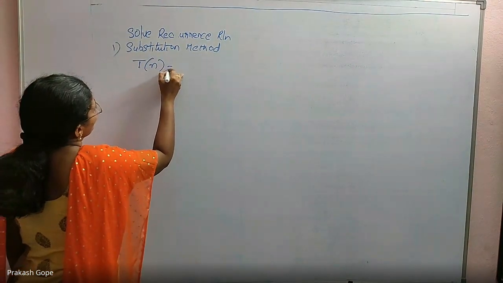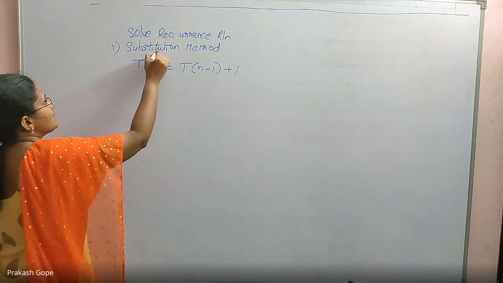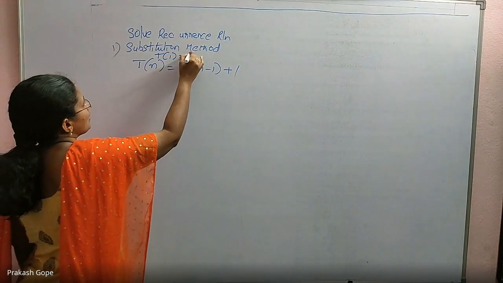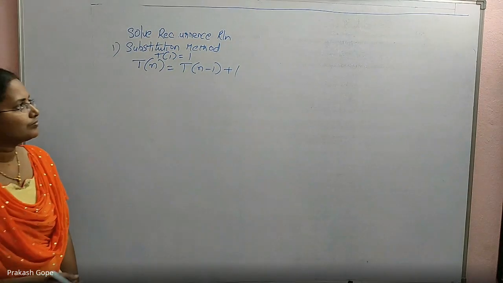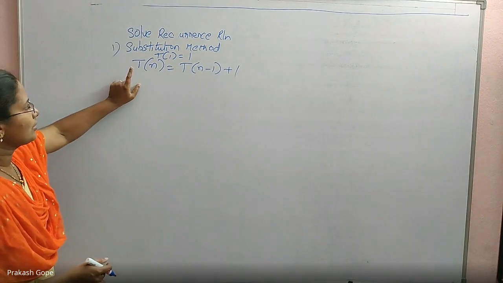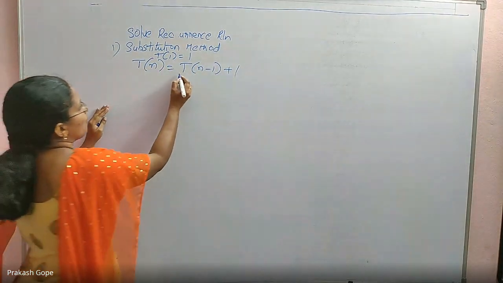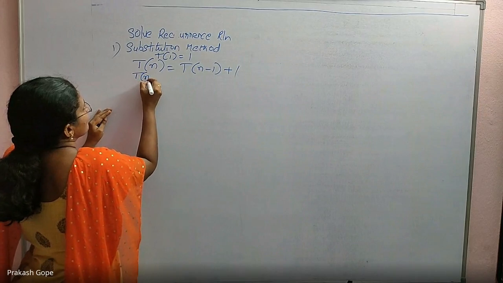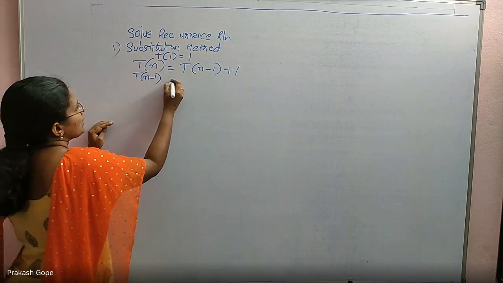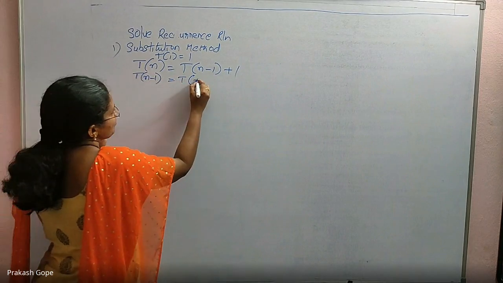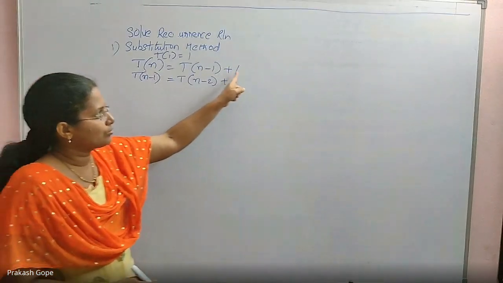T of n is equal to T of n minus 1 plus 1, for example. And the exit step, when n becomes 1, the answer is 1 or 0, whatever you give it. For now it is 1. Okay, now what is substitution? If T of n is T of n minus 1 plus 1, what is T of n minus 1? If it is n, I am reducing it by 1. If it is n minus 1, I will reduce it by 1 so that it becomes n minus 2. Plus 1 remains the same. Because that is the substitution.